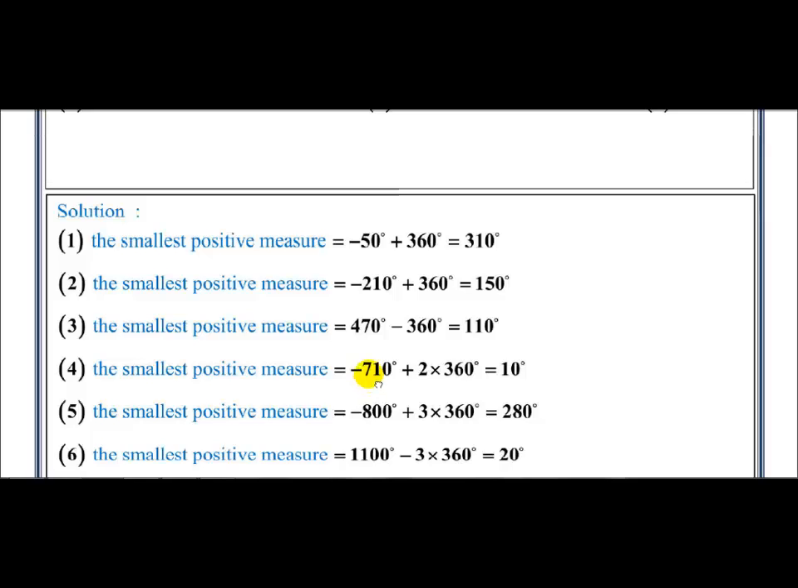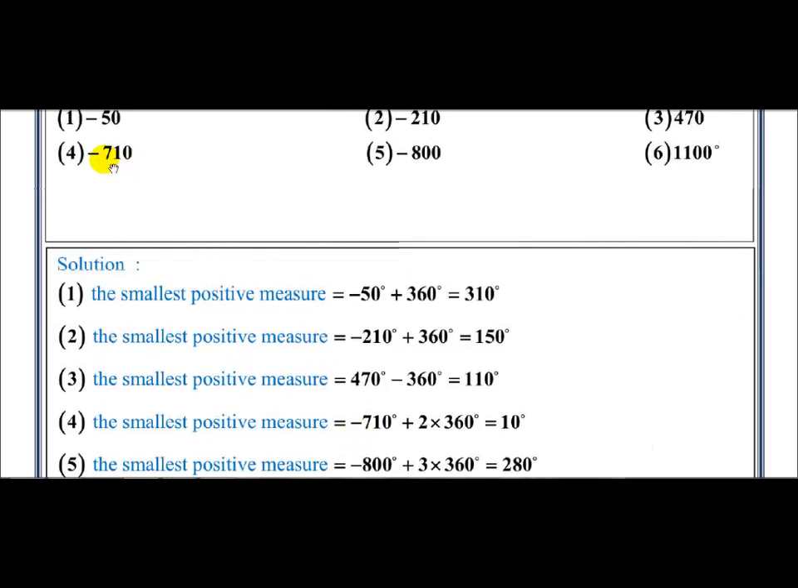Fourth question, negative 710. This is a negative, then we add 360. But if I add 360, I get a measure more than 360, but I want the smallest positive. Then I add 2 times 360. And you can add 360, then add another 360.